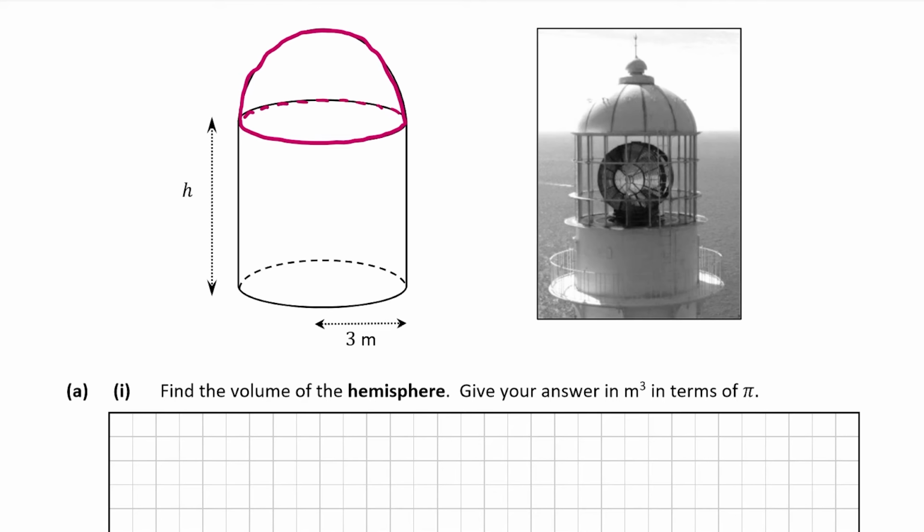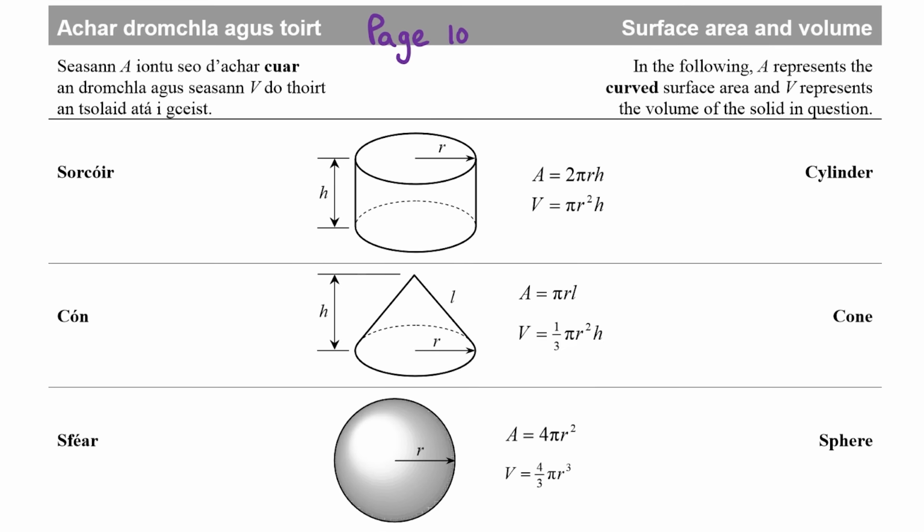So let's have a look in our formula and tables book, and let's see if we have any formula for the volume of a hemisphere. So you'll see that on page 10 of your formula and tables book, while we don't have a formula for a hemisphere, we do have a formula for a normal sphere. And the formula for the volume of a normal sphere is 4 over 3 pi r cubed, and it's the very last formula on page 10 in your formula book.